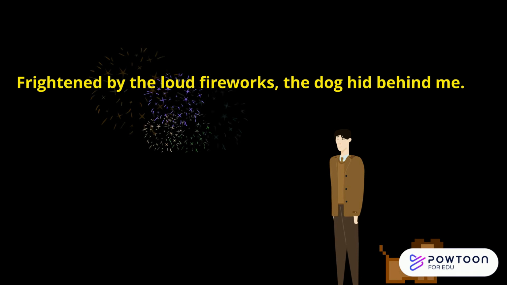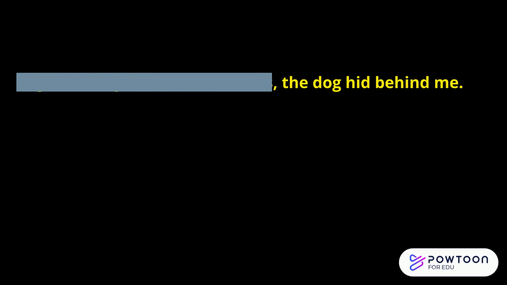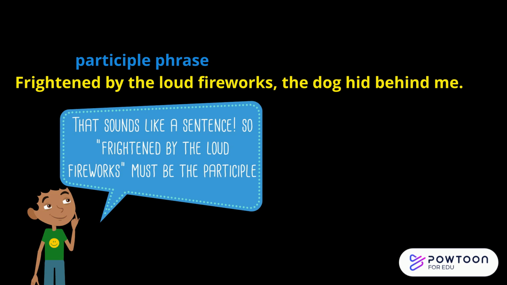Frightened by the loud fireworks, the dog hid behind me. If we're debating between these two phrases, remove one and test it. Frightened by the loud fireworks, the dog. That clearly doesn't make sense, so that is not going to be the participle phrase. The dog hid behind me. That sounds like a complete sentence. So, frightened by the loud fireworks, the part that we removed, must be the participle. Since it describes the dog and starts with the verb form, it definitely is.